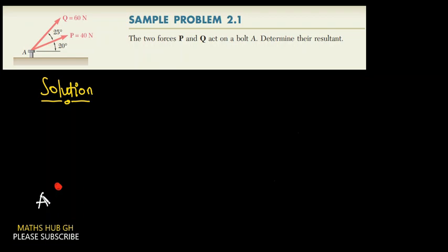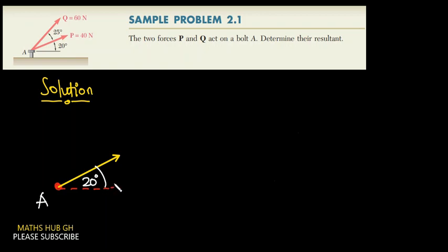So I'm going to start with the force P. Okay, so let's take this to be our force P. Okay, and then this force P makes an angle of 20 degrees with the horizontal line there. So you're going to have 20 degrees here. It will make an angle of 20 degrees with the horizontal line. So that's the 20 degrees.